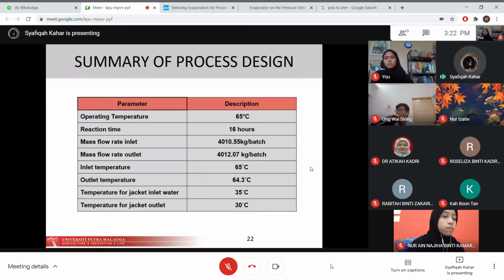Firstly is the operating temperature, which is 65 degrees Celsius, and the reaction time for the process is 16 hours. And then the mass flow rate for the liquefied slurry is 4010 kg per batch. Mass flow rate for the outlet is 4012 kg per batch. And the inlet temperature is 65, but there is a decrease in temperature based on the calculation from SuperPro, so the outlet temperature will become 64 degrees Celsius. And then the water for maintaining the temperature is assumed to be 35 degrees Celsius inlet and 30 degrees Celsius outlet.